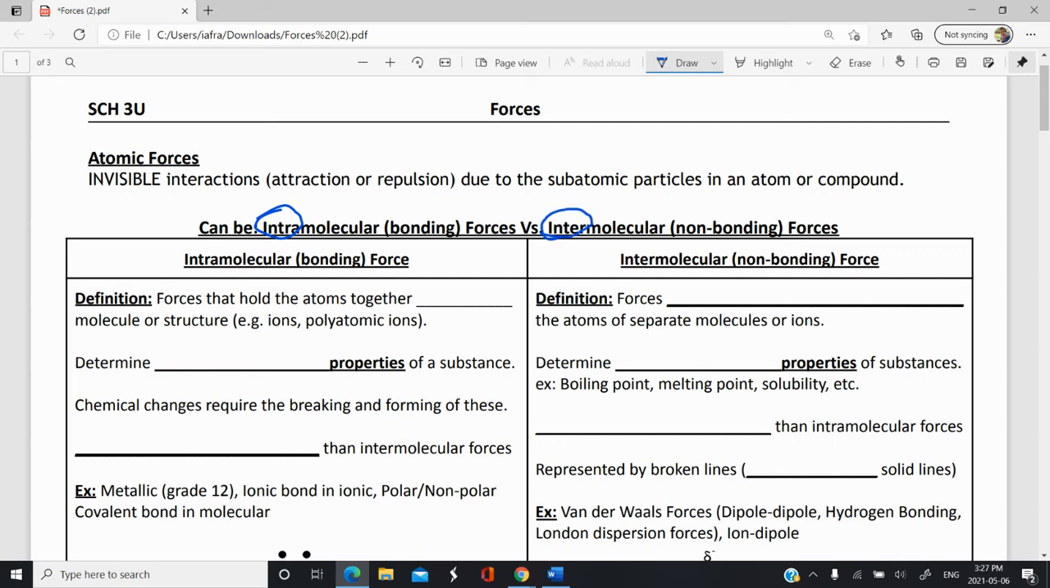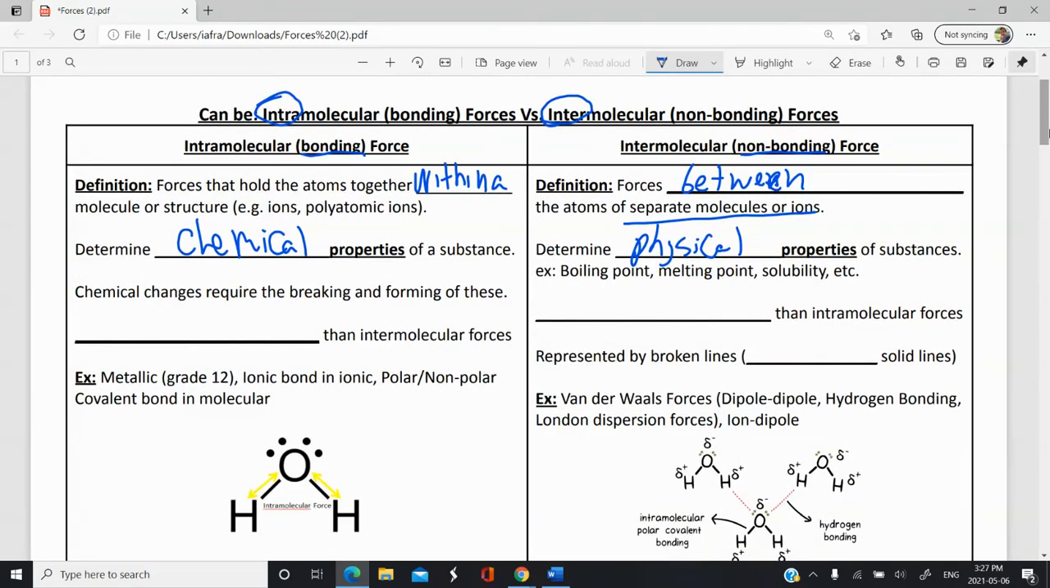So intramolecular forces are called bonding forces, and they're forces that hold the atoms together within a molecule, whereas intermolecular forces are called non-bonding forces, and they're forces between the atoms of separate molecules or ions. The intramolecular force, remember, determines the chemical properties, and the intermolecular forces determine the physical properties, like boiling point, melting point, and solubility. Those are the main physical properties we'll focus on.